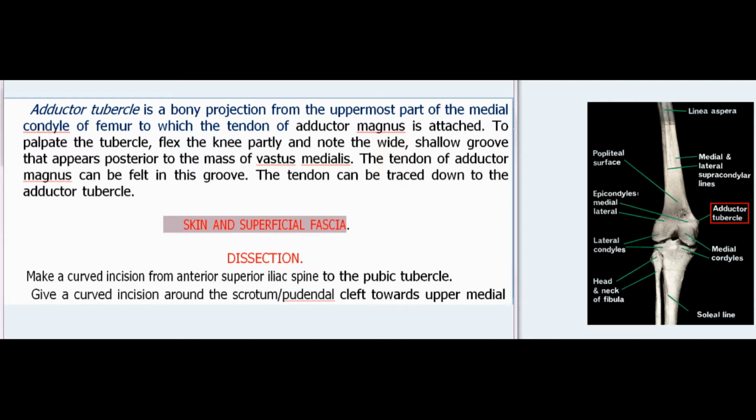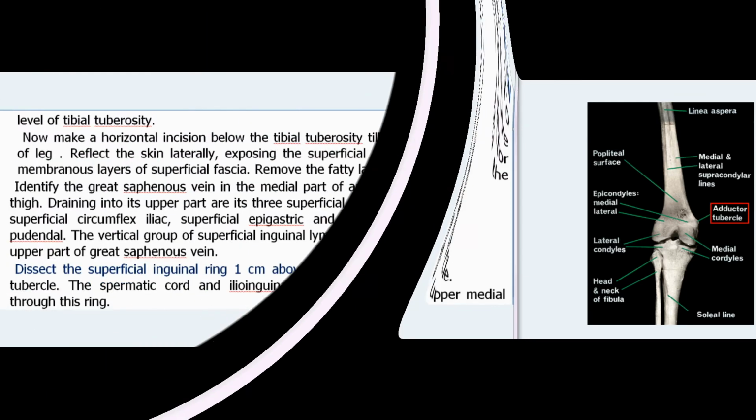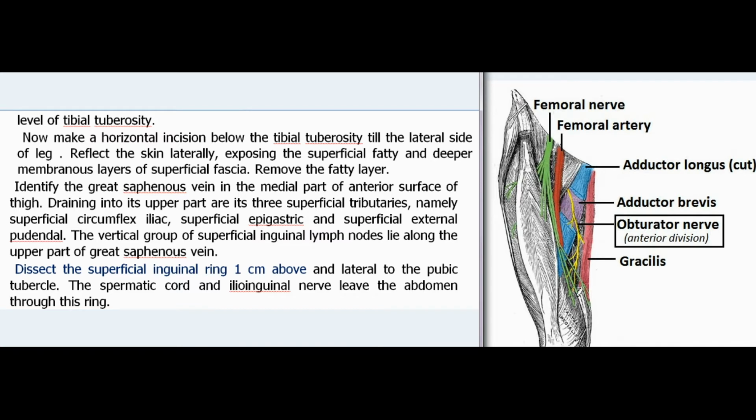Skin and superficial fascia. Dissection. Make a curved incision from the anterior superior iliac spine to the pubic tubercle. Give a curved incision around the scrotum or pudendal cleft towards the upper medial side of the thigh. Extend it vertically down below the medial condyle of the tibia till the level of the tibial tuberosity. Now make a horizontal incision below the tibial tuberosity till the lateral side of the leg.